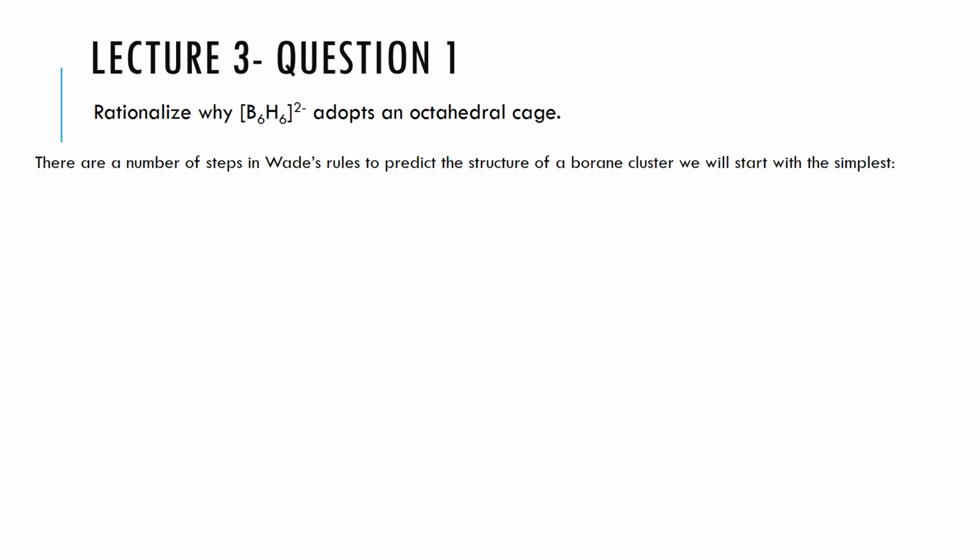And you'll remember then, I'm not going to go into all the detail of how these things bond and other aspects of boranes or their uses. We spoke about some of these things in lectures. I just want to concentrate on Wade's rules and how to answer these questions. And you'll remember then that there are a number of steps in Wade's rules that we can use to predict the structure of a borane cluster. And this is perhaps the most simple, B6H6 2-.